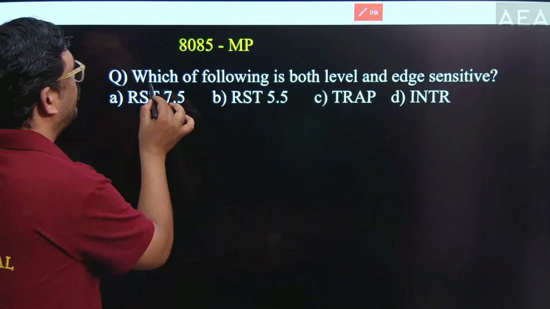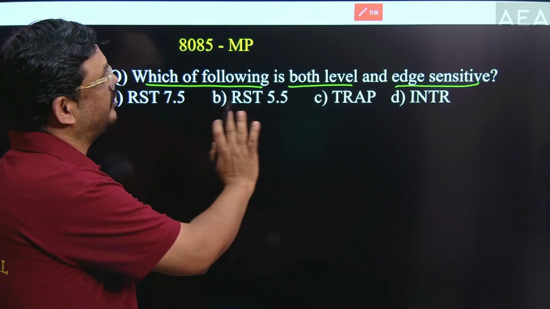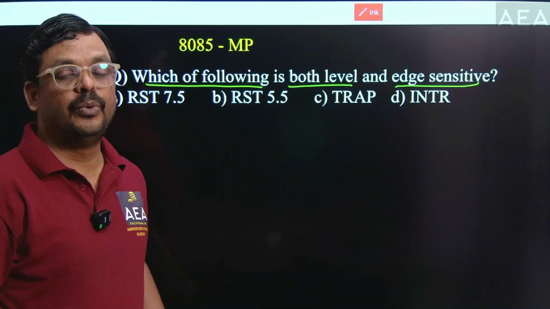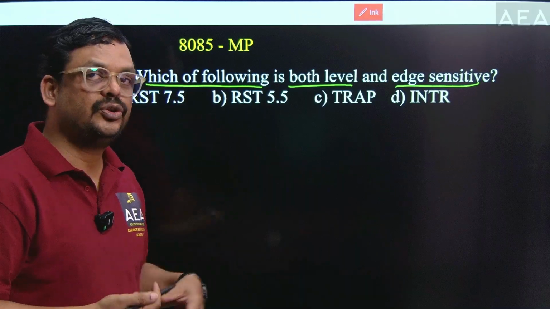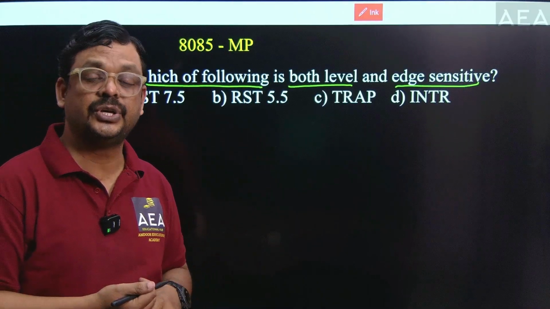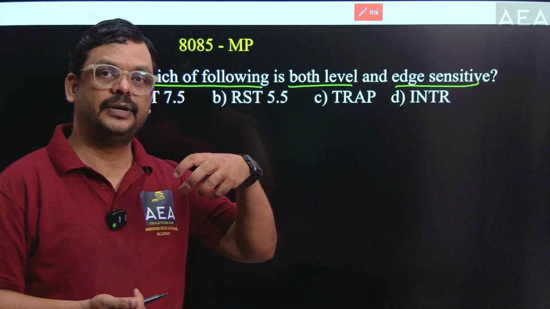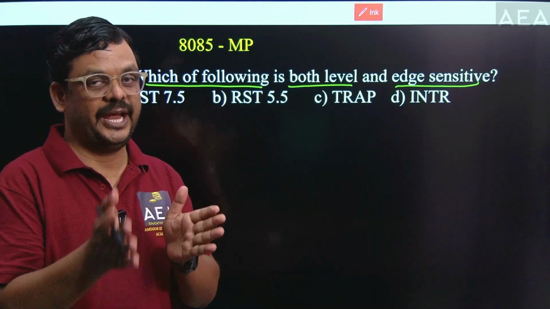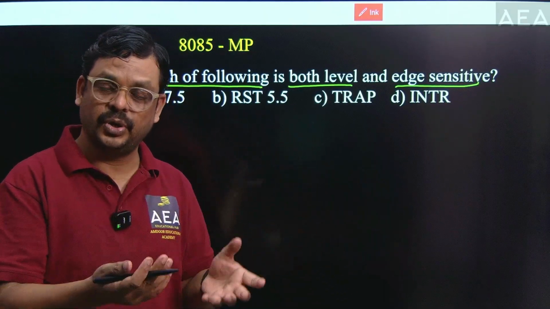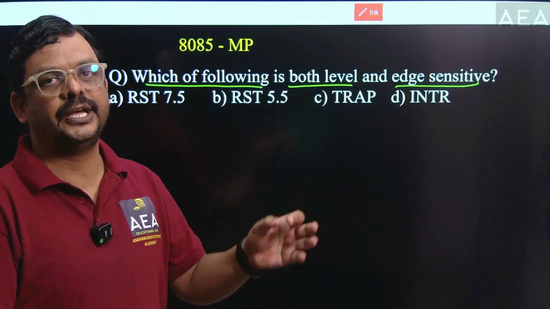Another question: which of the following is both level and edge sensitive? So which interrupt follows both types of triggering? Generally in the 8085 microprocessor, all hardware interrupts are external interrupts. These interrupts follow triggering. Generally triggering is of two types, edge triggering and level triggering, and again level triggering and edge triggering are classified into two types, positive and negative. But here we have to write edge triggering and level triggering.